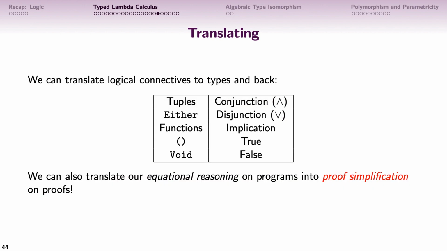So to summarize all of our translations here, if I want to translate a tuple into logic, I get a conjunction. If I want Either, that's a disjunction, and vice versa. Functions are implication, unit is true, void is false. So let's look now at how equational reasoning, the reasoning that we did on our programs at the very beginning of this course, turns into proof simplification. So suppose I wanted to prove that assuming A and B, that B and A is true.